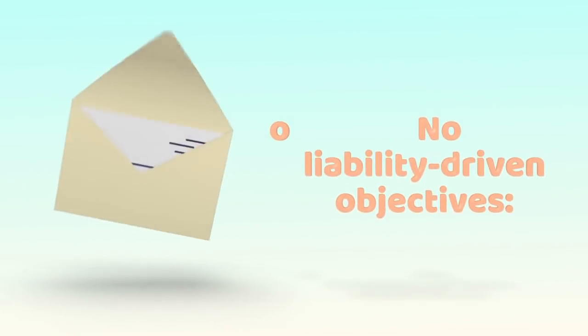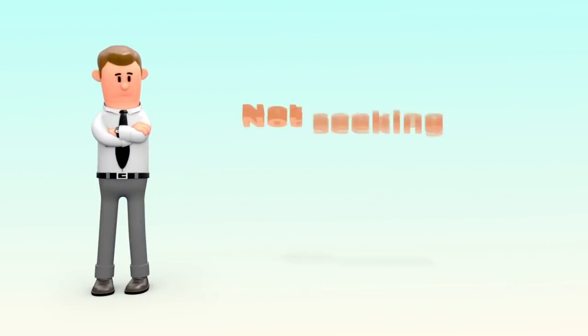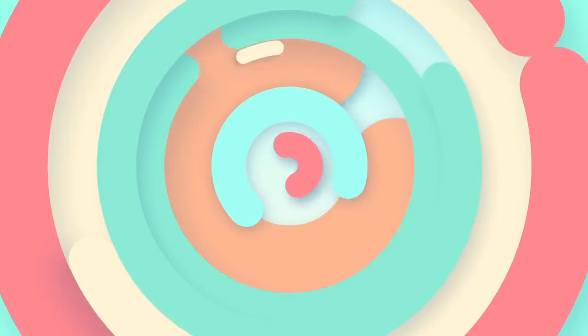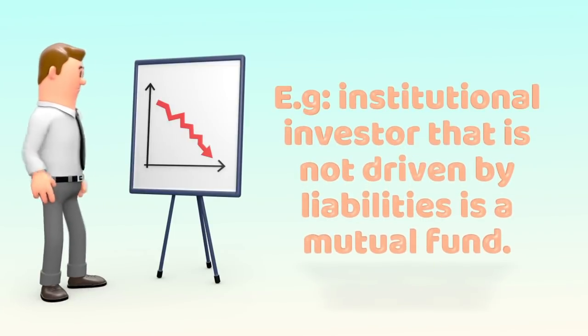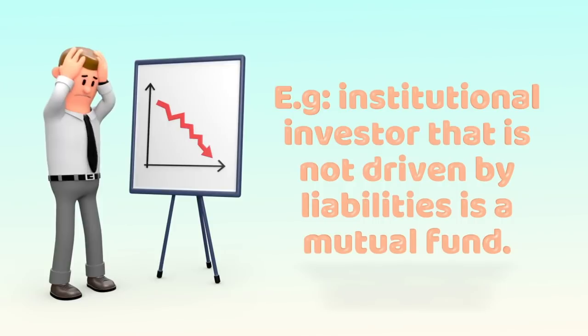No liability-driven objectives. It means not seeking a cash flow stream for a particular purpose but rather is managed to meet a return or risk objective. Example: an institutional investor that is not driven by liabilities is a mutual fund.